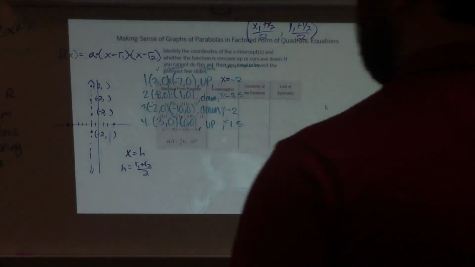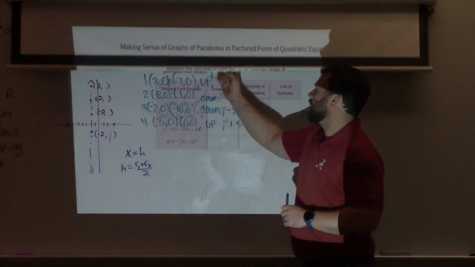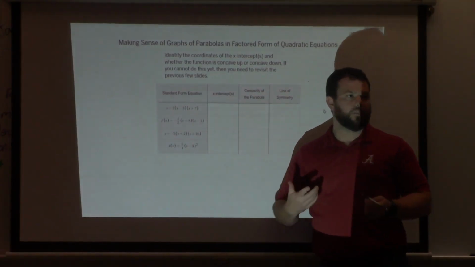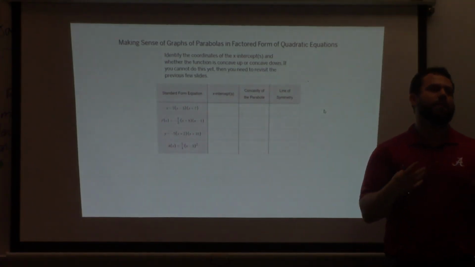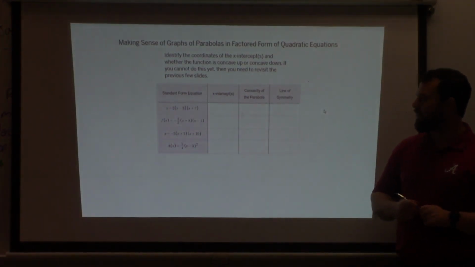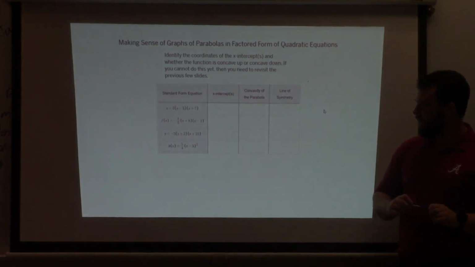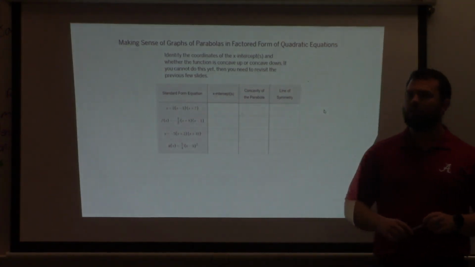So first thing I do want to point out, what's the easiest feature to see right away? The graph. What feature is the easiest to see right away? Thank you, concavity. So this function is going to be concave up. Why? Because the A is positive. What about the second one? Concave down, because A is negative, it's negative 1/3. What about this third one here? Down, because A is negative, -5. And what about the fourth one? Concave up, because A is positive.